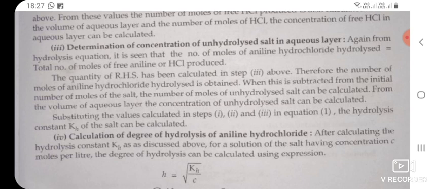Calculation of the degree of hydrolysis of aniline hydrochloride. After calculating the hydrolysis constant KH, as discussed above, for a solution of the salt having concentration C moles per liter, the degree of hydrolysis can be calculated using the expression h = √(KH/C).